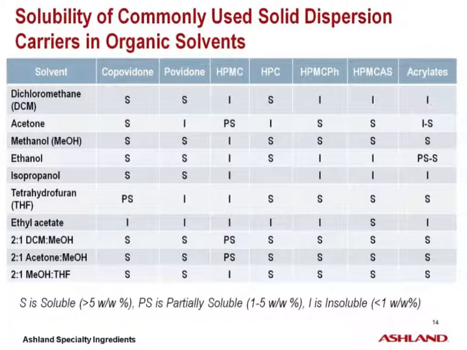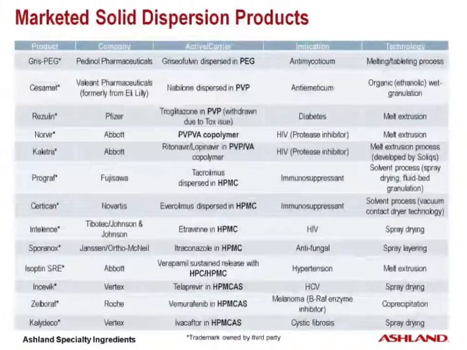On the other hand, a polymer with poor solubility in most of the organic solvents could result in less process flexibility and lower throughput. Here is a list of marketed solid dispersion products. If you take a look at the polymers that are used in these products, they are Povidone, Copovidone, HPMC, and HPMCAS in most of the cases. The reason that these polymers are in the commercial products is that they have a desirable overall profile as solid dispersion carriers, including physicochemical properties, processability, and safety properties.